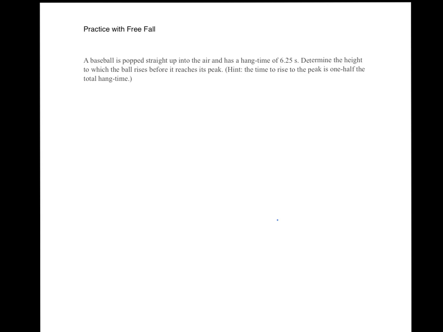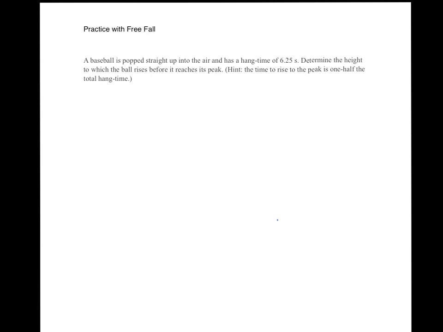Okay, so here we have a problem. It says a baseball is popped straight up into the air and has a hang time of 6.25 seconds. Determine the height to which the ball rises before it reaches its peak. Hint, the time to rise to the peak is 1/2 the total hang time.